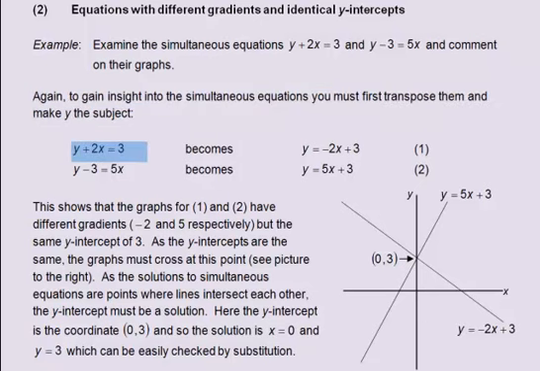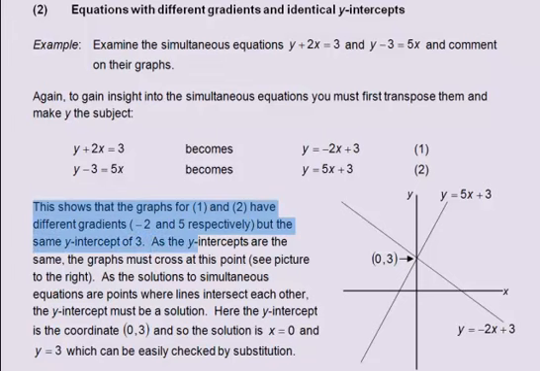y plus 2x equals 3 becomes y equals minus 2x plus 3. Equation 1. y minus 3 equals 5x becomes y equals 5x plus 3. Equation 2. This shows that the graphs for 1 and 2 have different gradients, minus 2 and 5 respectively, but the same y-intercept of 3.